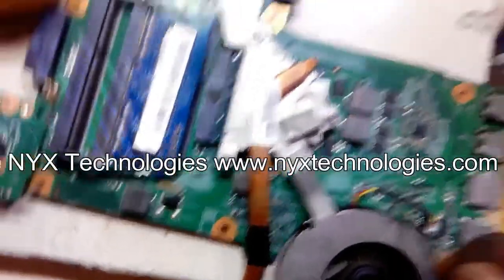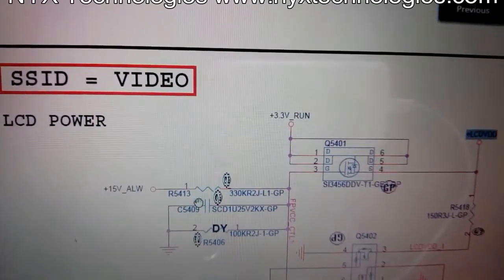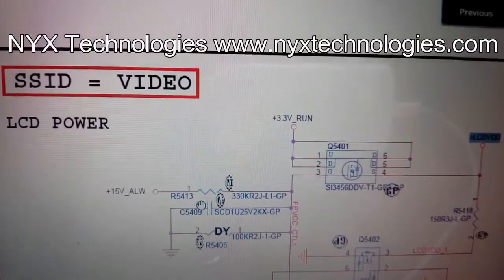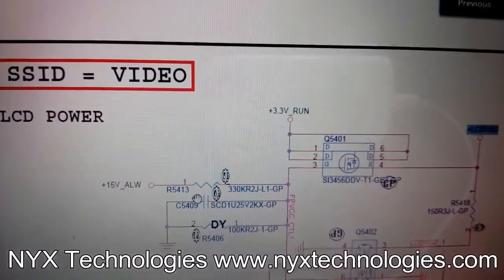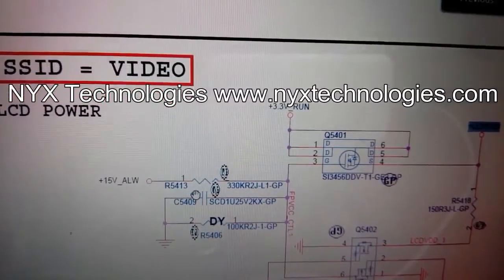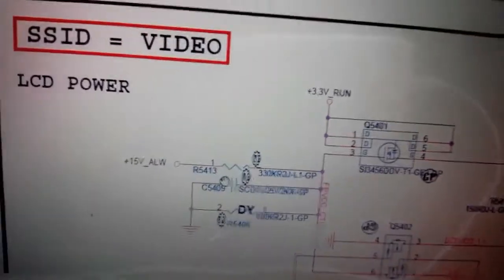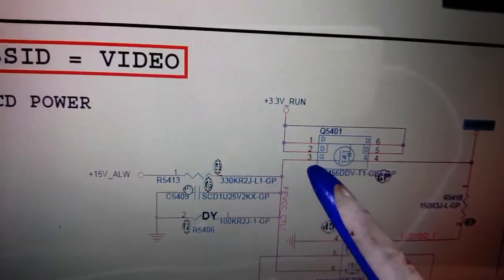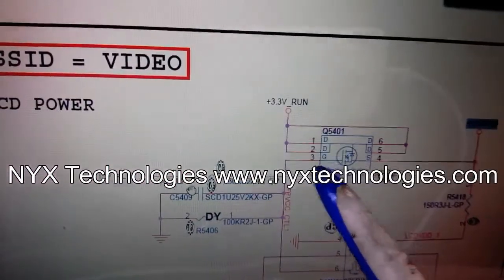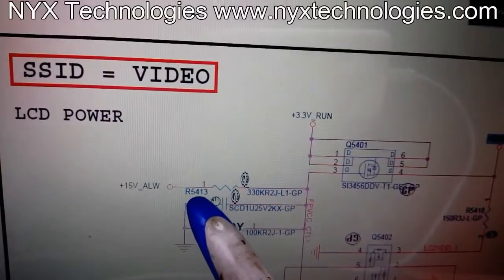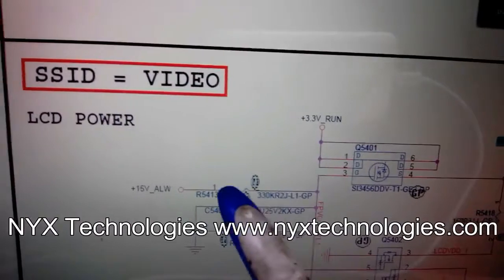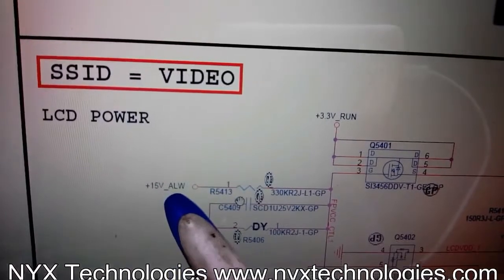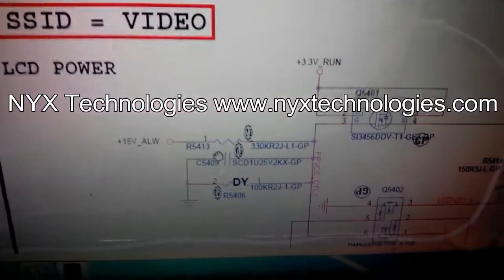So there is no voltage. Already we saw that Q5401 is getting the 3.3 volt. That is, we are getting the voltage at the drain of this MOSFET, but we are not getting the voltage at the source of this MOSFET, because the gate voltage is missing for this MOSFET. This gate voltage is coming from the R5413 resistor. So we'll check the voltage of this resistor. It should get plus 15 volt always. We will see where the resistor is on the board first.